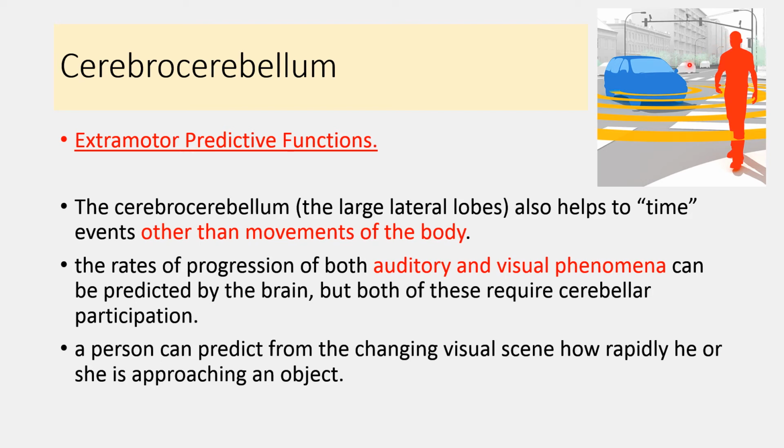In a person with cerebellar damage, extramotor predictive function is lost, so the person cannot predict how rapidly he or she is approaching the object by the change in the visual scene or by change in the auditory information.